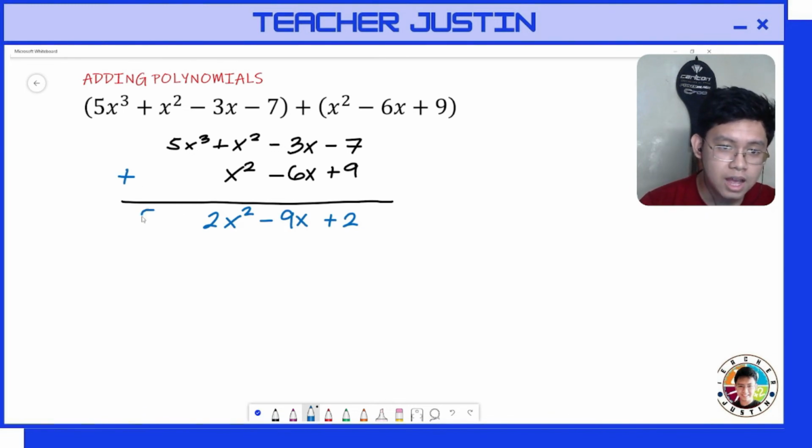So 5x cubed. Okay, and then that's it. The sum of these two polynomials will be 5x cubed plus 2x squared minus 9x plus 2. Alright, so that will be our final answer.